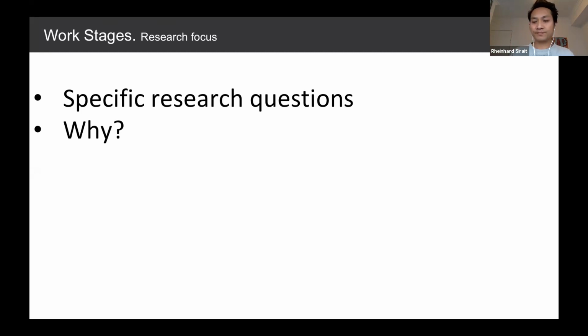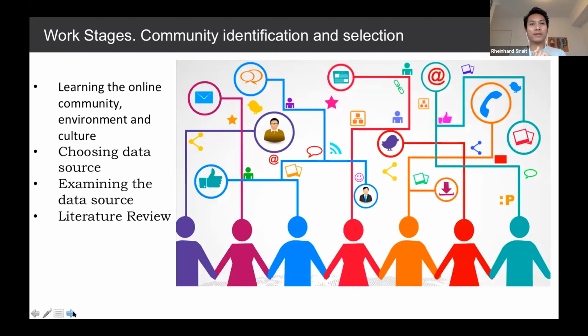And the second one, you talk about when you decide what your research focus is, and then you have to learn how this research focus works, because you're using ethnography, meaning you work through digital information, digital data. So you have to learn whether or not this particular social movement that you want to present has an online community or not, and what sort of environment and culture they have in there.